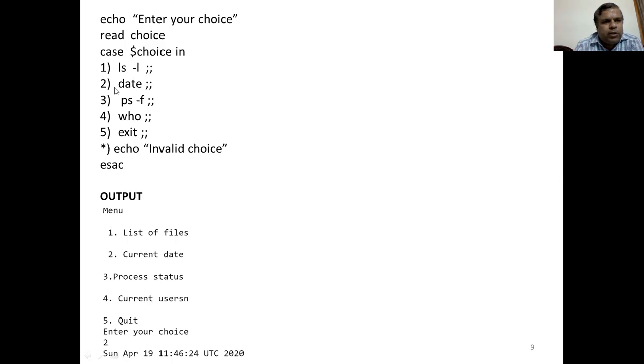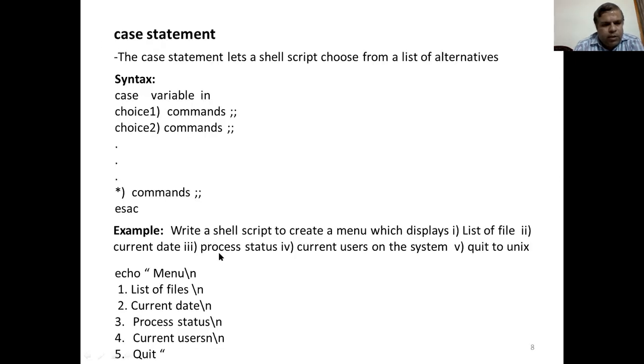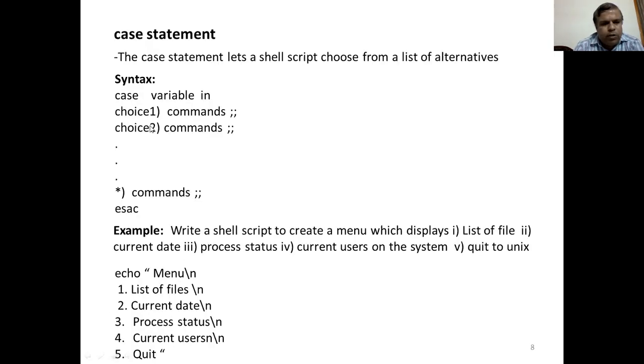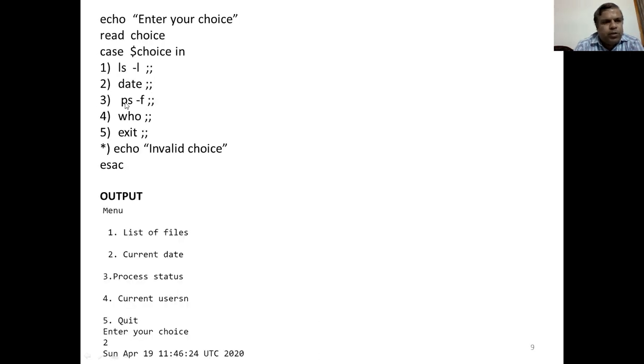If the value of choice matches with choice 2, then what is to be displayed? The current date. So what is the command to display the current date? The date command. Okay, just type the date command. Like that. When the choice is 3, you have to display the process status. So how to display the process status? PS command. PS followed by -f for full listing.